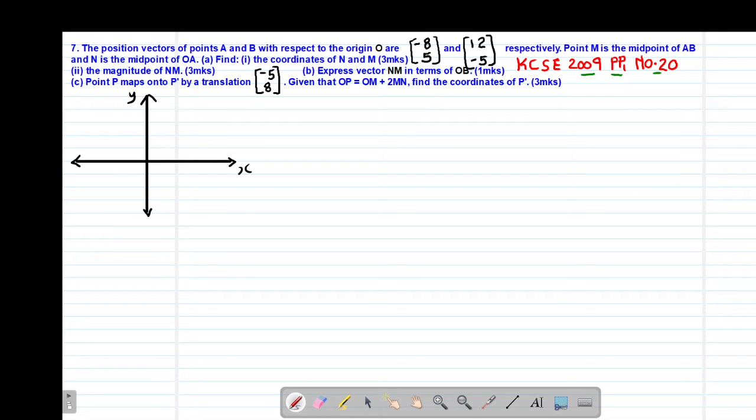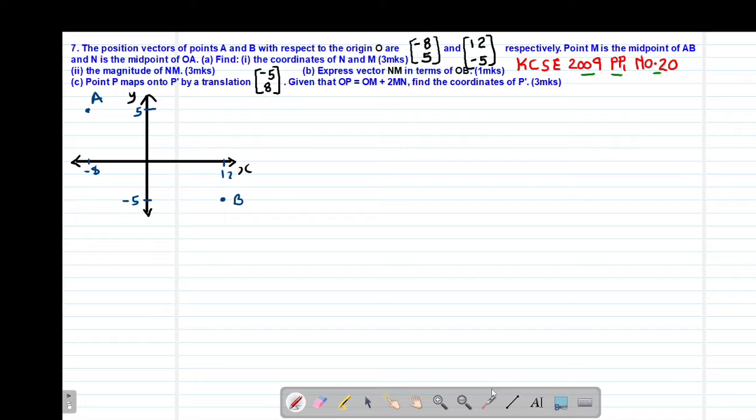Point A has the coordinates (-8, 5). Suppose this is my negative 8, so negative 8 could be somewhere here. Then positive 5, as I'm assuming, will be here. So this coordinate will be somewhere here. This is our point A. Then of course point B is (12, -5). So 12 could be somewhere here. Suppose this is my 12. Then negative 5 could be somewhere here. So this is negative 5, so this coordinate is here. So this is our point B.